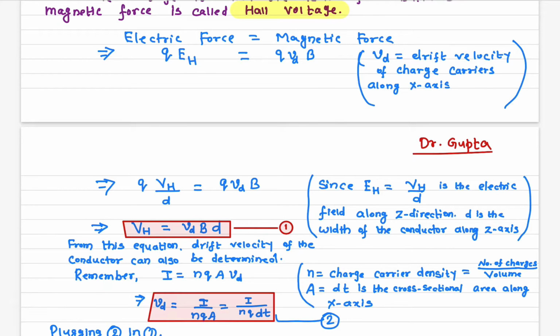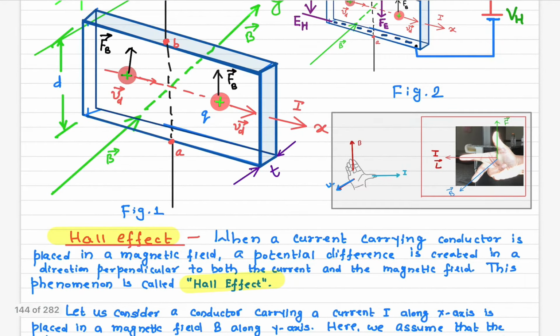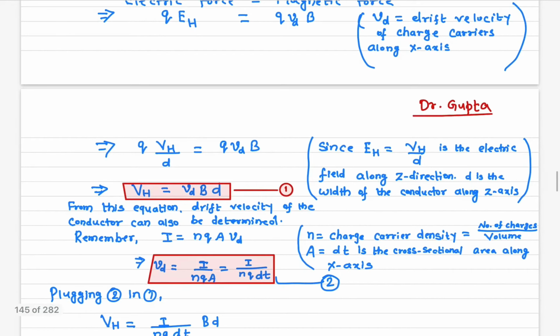And now the electric field. The electric field between the top and the bottom surface is given by the potential difference divided by this thickness, this height. We already have discussed this: the electric field is equal to V over D. And in this case, the potential difference is VH, and the distance between the upper plate and the bottom plate is D.